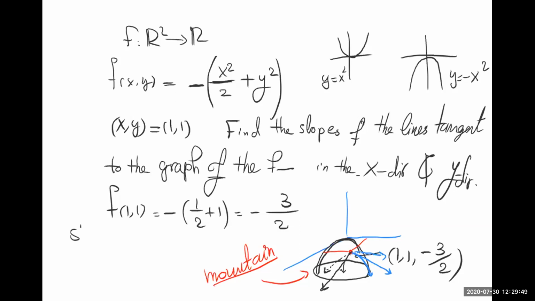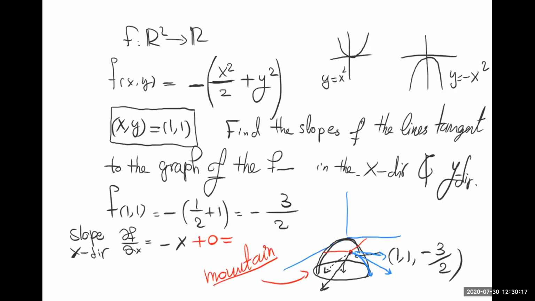So the slope in the x direction would be partial f, partial x, which means I should take the derivative of this function with respect to x. Minus x is the partial derivative of the first thing, and the partial derivative of the second thing is 0 because you're taking the derivative with respect to x. And the point is x and y equal 1 and 1. So x is 1 and y is 1. So if x is 1, the slope would be minus 1.